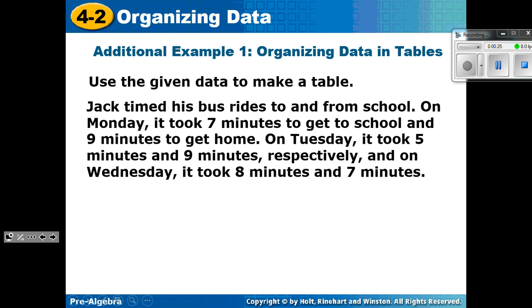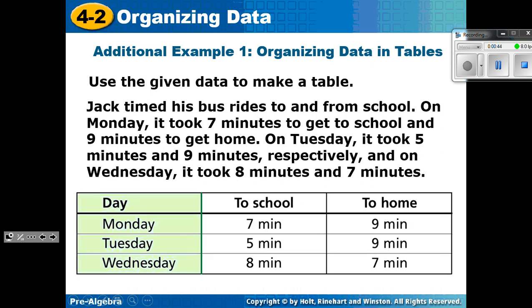Jack timed his bus rides to and from school. On Monday, it took 7 minutes to get to school and 9 minutes to get home. On Tuesday, it took 5 minutes and 9 minutes, respectively. And on Wednesday, it took 8 minutes and 7 minutes. You can see that that's not a great way to represent those numbers, but a table would be better.